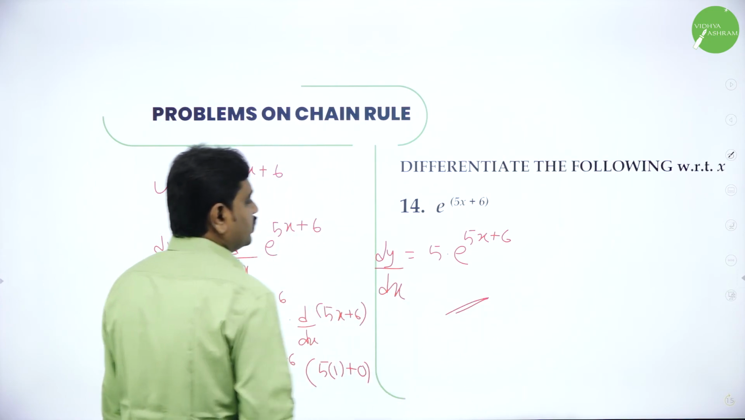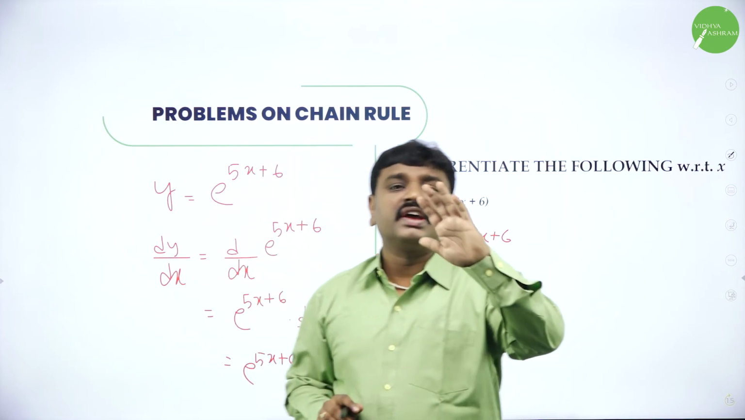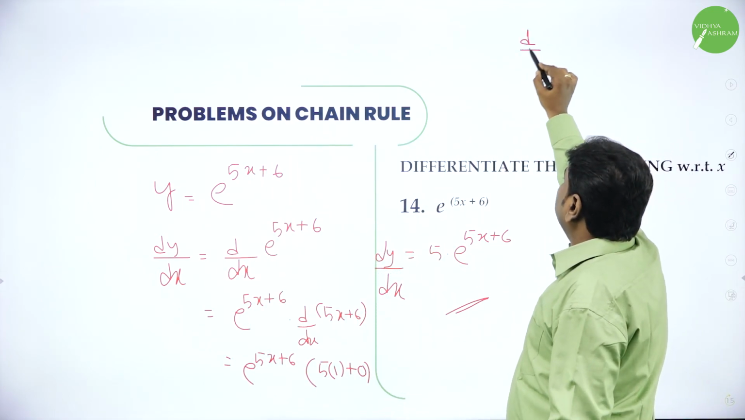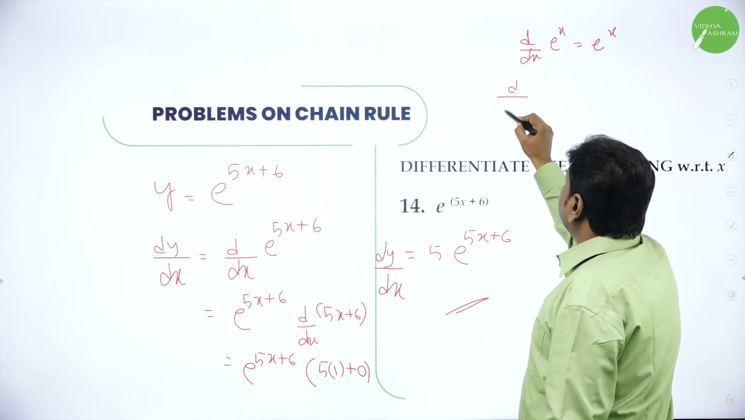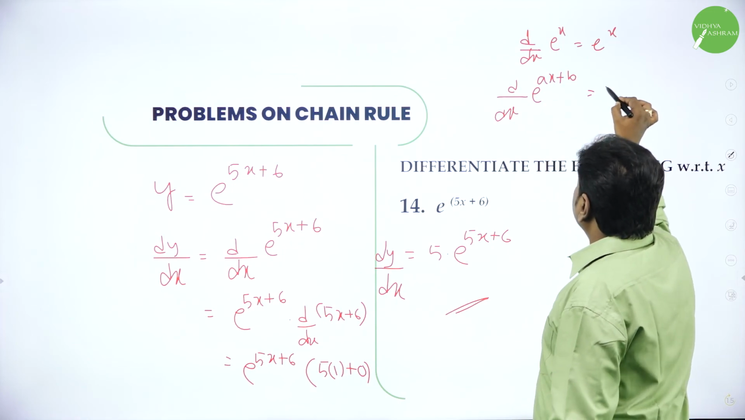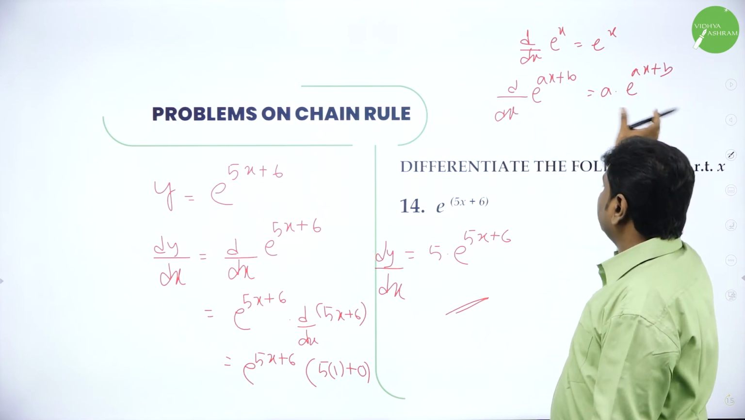So I hope all of you understood this. Very interesting thing is, if instead of x you have ax plus b, coefficient of x comes out. So my question to you, what is d by dx of e power x? E power x. Similarly, what is d by dx of e power ax plus b? What is the coefficient of x? A into e power ax plus b, that's it. Coefficient of x ಆಚೆ ಬರುತ್ತೆ, ಮಿಕ್ಕಿದ ಹಂಗೆ ಇರುತ್ತೆ.